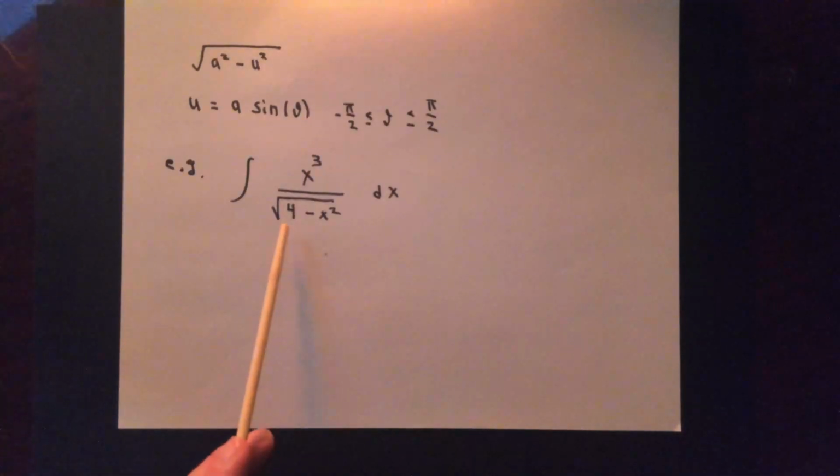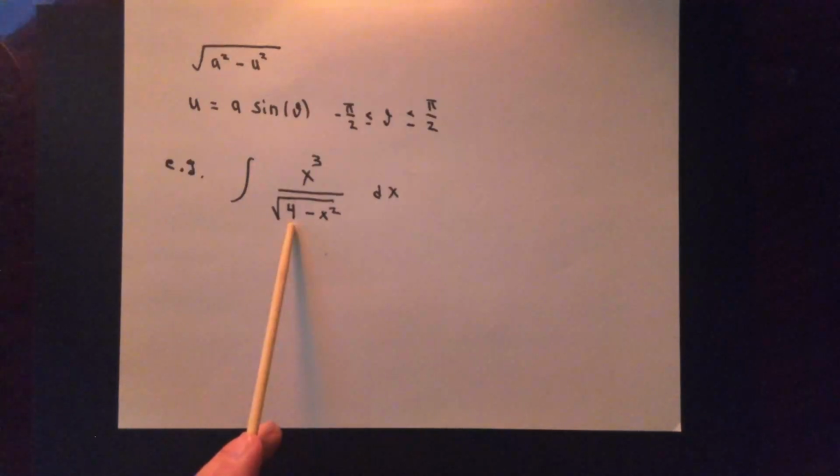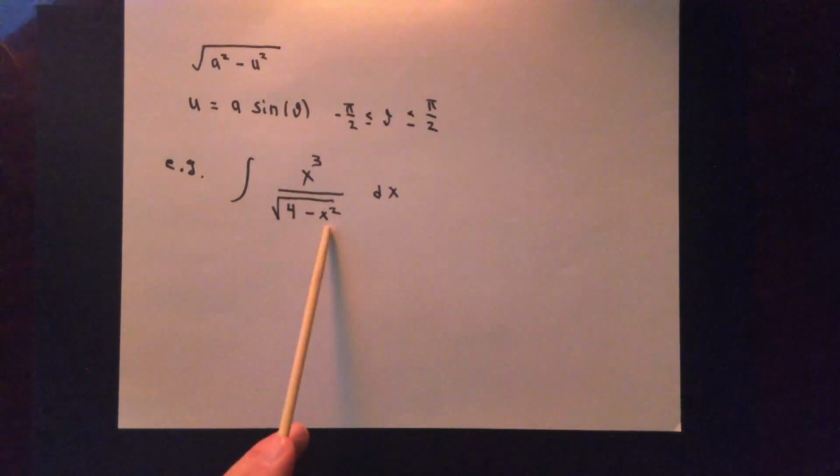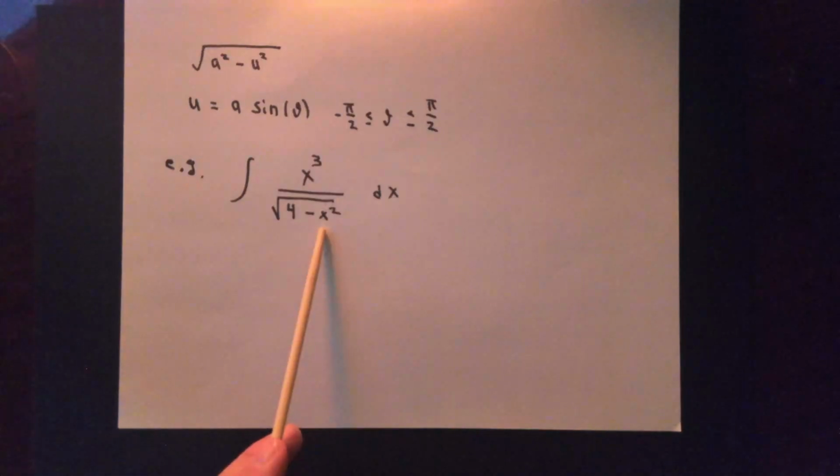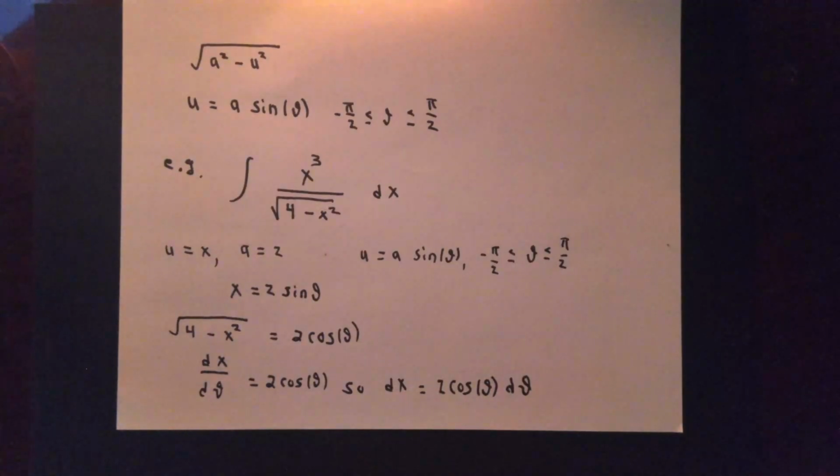I have square root of 2 squared minus x squared. So I'll identify the a as being 2, and the u, in this case, will just be x. So making the indicated substitution, u will be 2 times sine theta, where theta is in the nice range, and since u and x are the same, my substitution is literally x equals 2 sine theta.